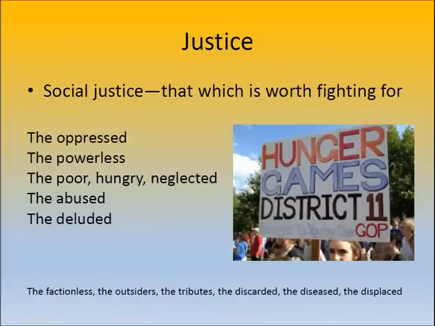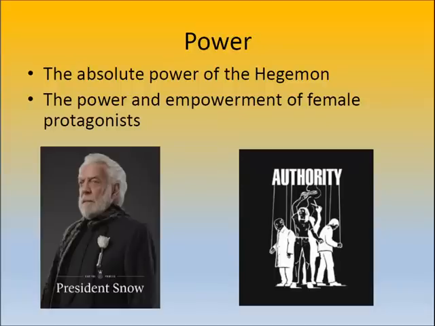Justice can be considered narrowly, but when we're talking about justice in this class and in these books, we're talking about social justice, that which is worth fighting for. So the Girls on Fire are often fighting for the oppressed, the powerless, the poor, hungry and neglected, the abused, the deluded. In the book specifically, the factionless, the outsiders, the tributes, the discarded, diseased, and displaced. When we think about power, we're thinking about the absolute power of the hegemon, but also the power and empowerment of our female protagonists.